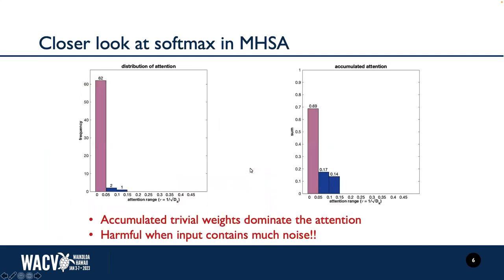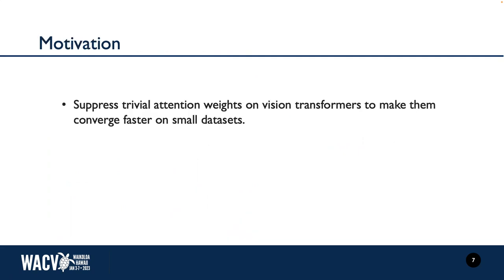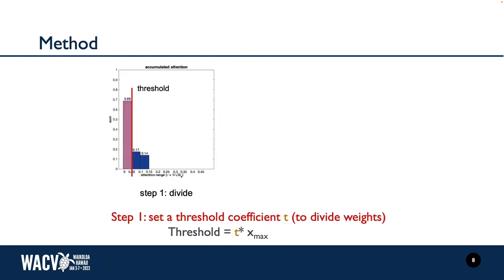This means that accumulated trivial weights are dominating the attention. And this is harmful when input contains much noise. So our motivation is to suppress trivial attention weights on vision transformers to make them converge faster on small datasets.